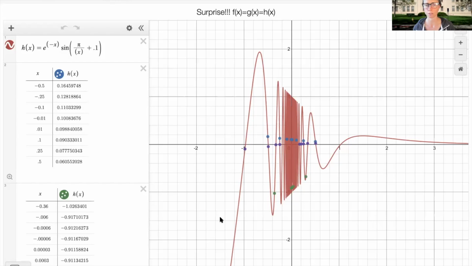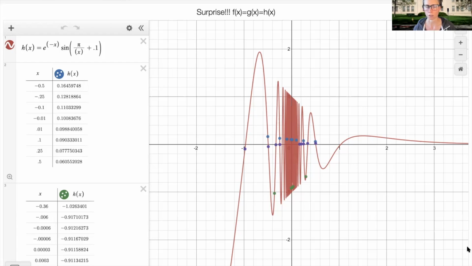However, when we look at this side, we can see that the exact same function was used to generate the table values for f, g, and h. What do we notice that's going on here? Here we see the green dots, the purple dots, the blue dots, but they're all converging to different values. And if you look at the function, we're really not sure what's going on.